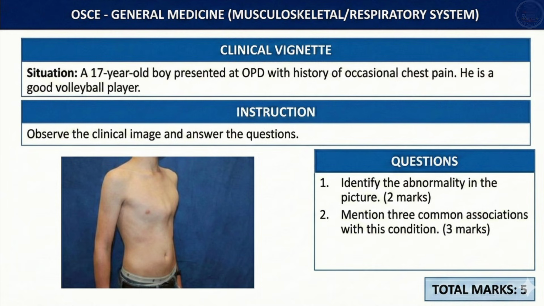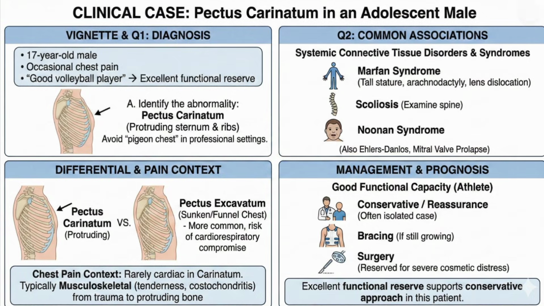Now look at the image. It's a lateral view of the thorax. What is the striking abnormality? The sternum is protruding forward. It resembles the breastbone of a bird. When you connect the visual of a protruding sternum with an adolescent male, the diagnosis is immediate.